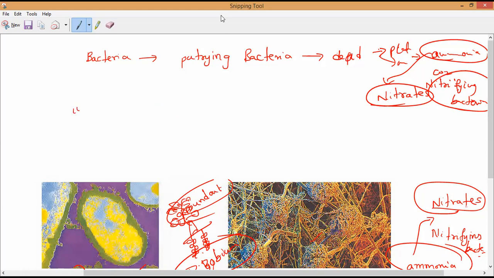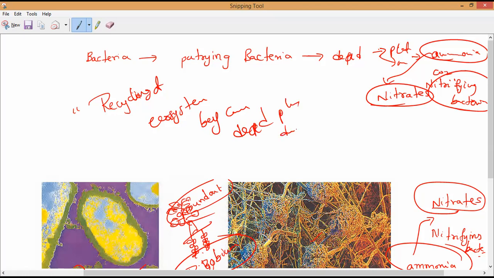Any girl or boy? What is the main importance of decomposers? Single word you have to write. It helps in recycling. Recycling of what? Recycling of the ecosystem. Do you understand it? Recycling of the ecosystem by decomposing dead and decaying plants and animals. That is the main important point about the importance of decomposers.